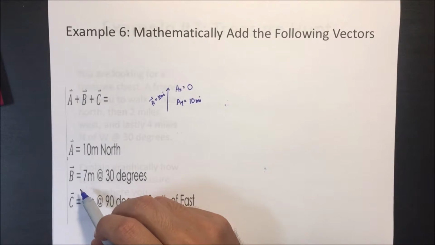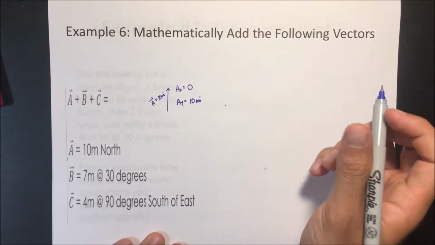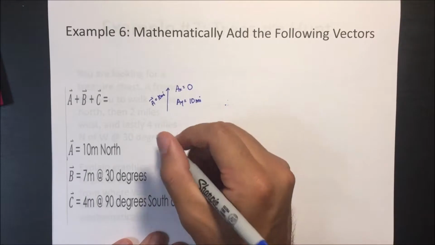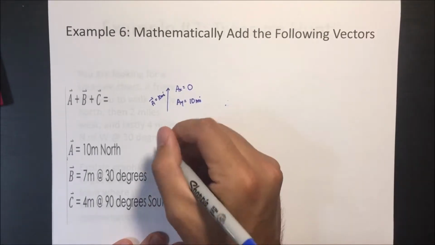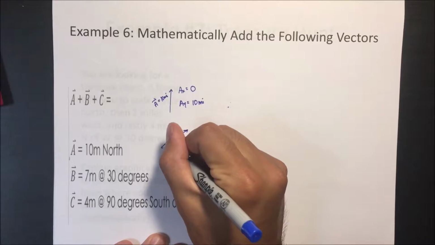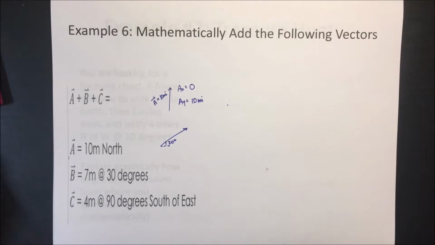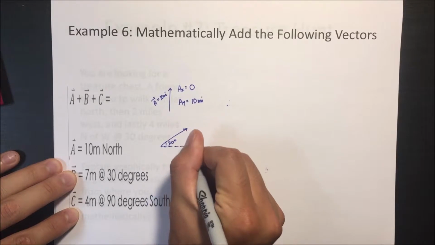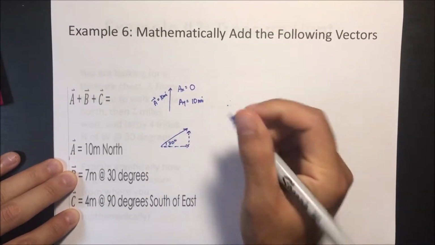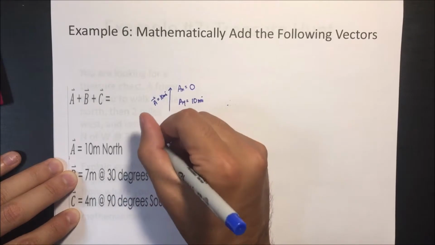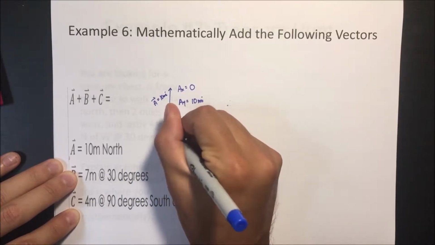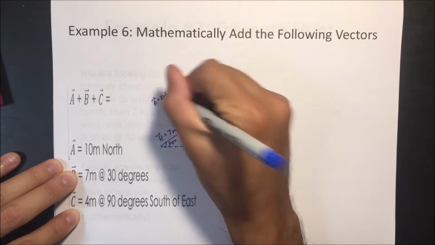Now we're just going to do vector B, which is 7 meters at 30 degrees. So we're just going to draw it out. Okay, so we know this is 30 degrees right there. And this is where it becomes a little bit more complicated: we want to figure out what it is mathematically. We're going to figure out how much it is in the x direction and the y direction. Vector B equals 7 meters. Oh, sorry, this is meters, not miles.